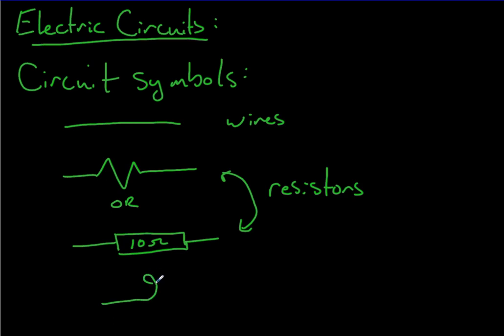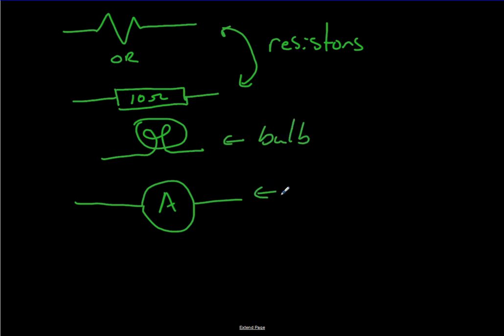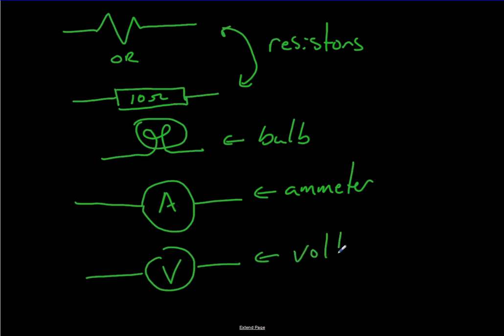A special type of resistor is the bulb. So it looks like a bulb. That one's easy to remember. There's not a whole lot more that we have to do with this. We might have to talk about some sensors. So for instance, an ammeter looks like this. Ammeters, you can imagine, measure current. A voltmeter measures volts. Okay.